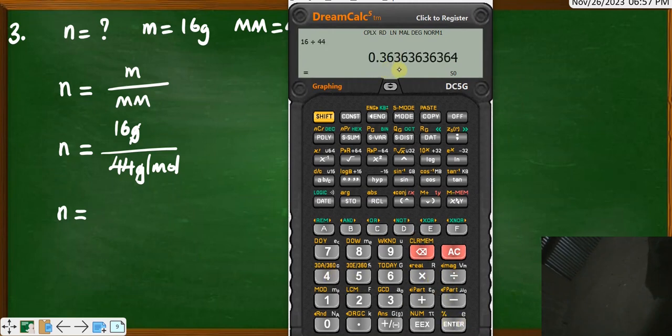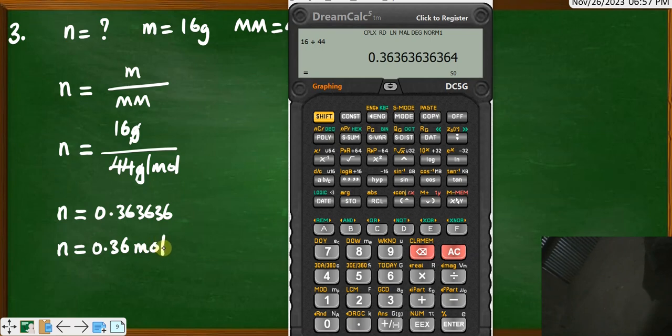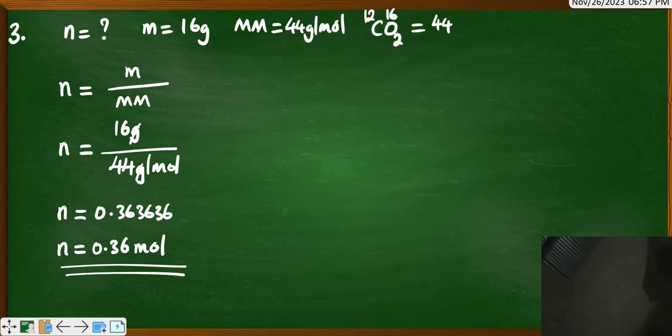I'm getting 0.3636636. So we can go on and on, but we'll round it off at least to 2 decimal points. So say 0.36 mole like that. So this is the number of moles of carbon dioxide. I hope you have gotten some ideas in this lesson.